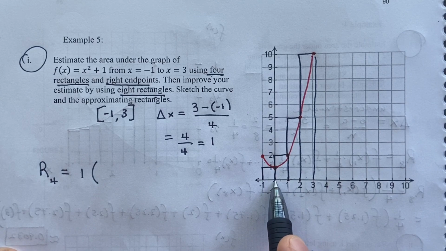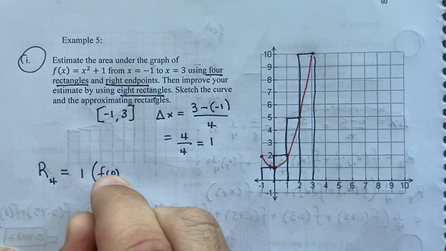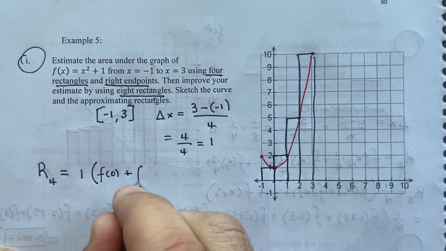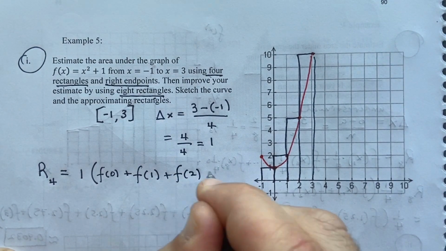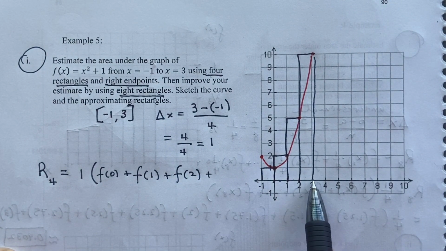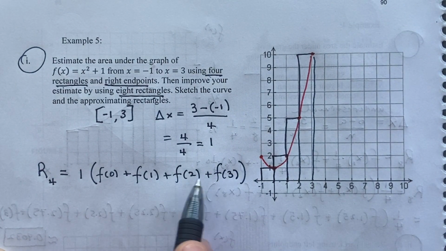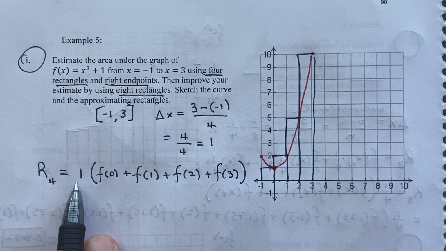So I first evaluate at 0, so this will be f of 0, that first height of that rectangle, f of 1, f of 2, and then f of 3. These are the heights, right? Each of these is a height of a rectangle. This is associated with each of them. That's the width of each of those rectangles.